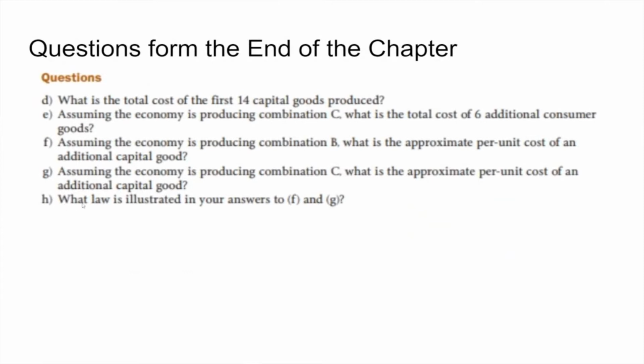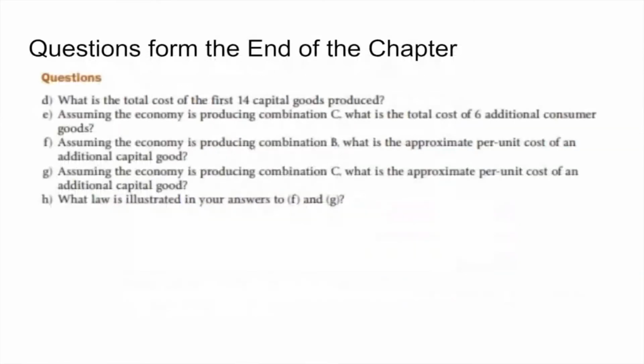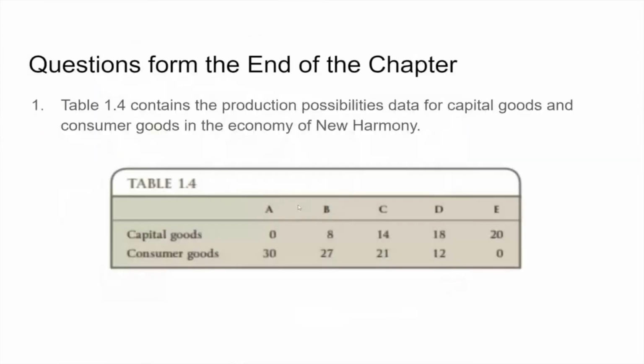Okay, so the last question says, what law is illustrated from your answer F to G? Well, F and G, what we saw, let me find that question. What we saw between F and G, we saw that in this one, it was a 1-to-1 combination, 8 to 14, 27 to 12. That was about a 1-to-1. In this one here, it was about a 2-to-1. A change in 1 here causes a change in 2 here.